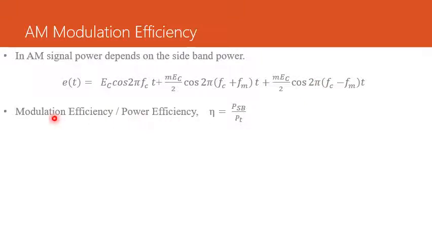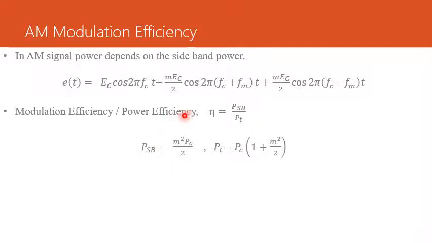So the modulation efficiency or power efficiency in an AM is found as eta, equal to the sideband power divided by the total transmitted power. If you want to find the efficiency, most of your information is occupied within these two sidebands. That is why we take the numerator as the sideband power. So the efficiency is equal to sideband power divided by the total transmitted power.